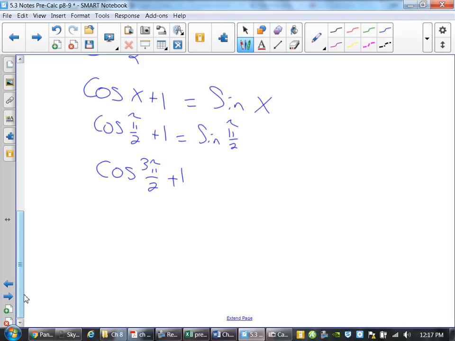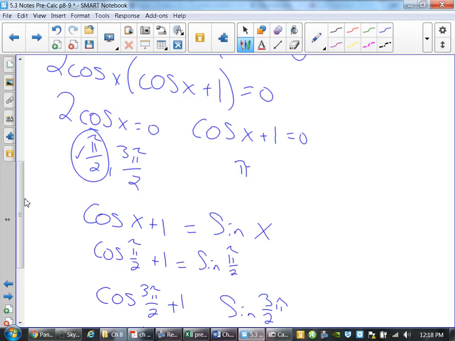So what's 0 plus 1? But what was the sine at 3 pi over 2? It was negative 1. Does 1 equal negative 1? No. So what you need to start checking here is when you have quadratic style, where you get extra answers, you gotta go back and double check it. Check for the extraneous solution. That's an extraneous solution, the 3 pi over 2.